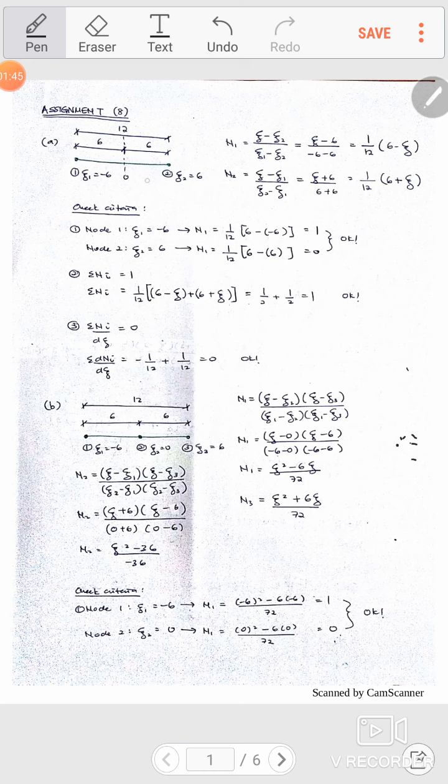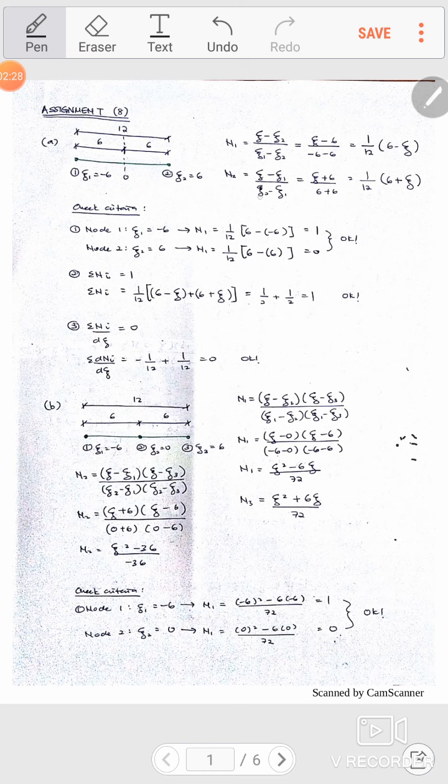So in question number 1, I have one 1D element, and I have two nodes for this element. Node number 1 is xi 1 equal to -6, and node number 2, xi 2, equal to 6. So I want to find the N of node number 1. How can I write it?